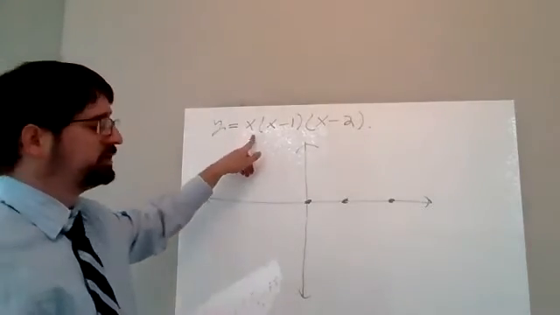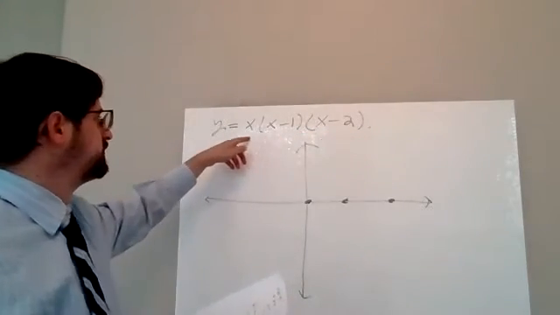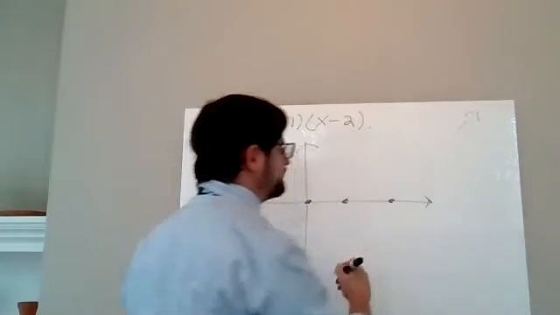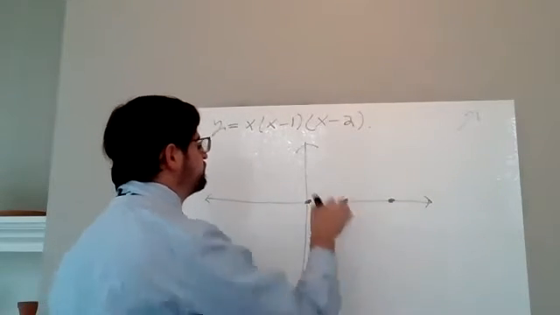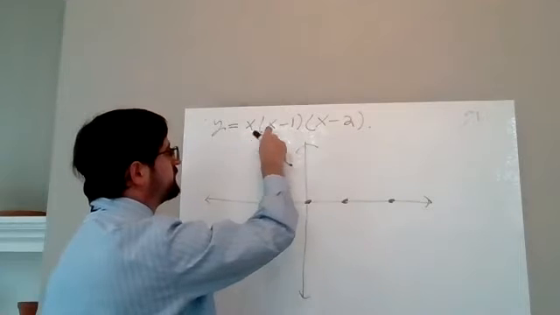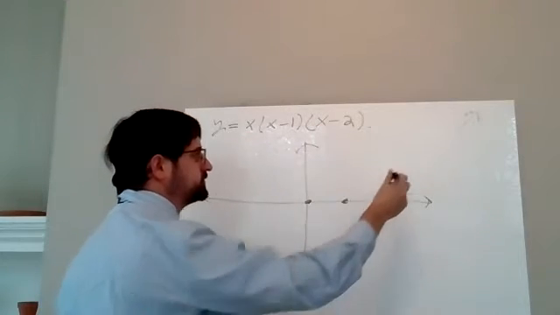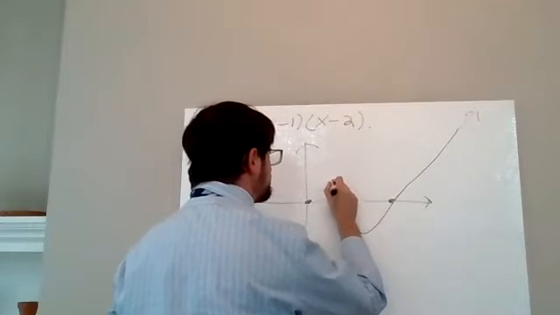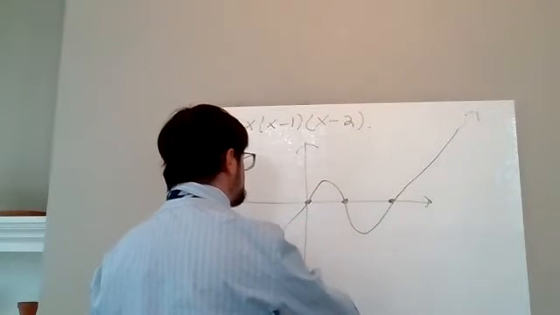And I know that the largest coefficient of this polynomial is positive. So this is going to end up somewhere way up here. But I'm going to have to change sign whenever I get to one of these roots. So it's going to look something like this.